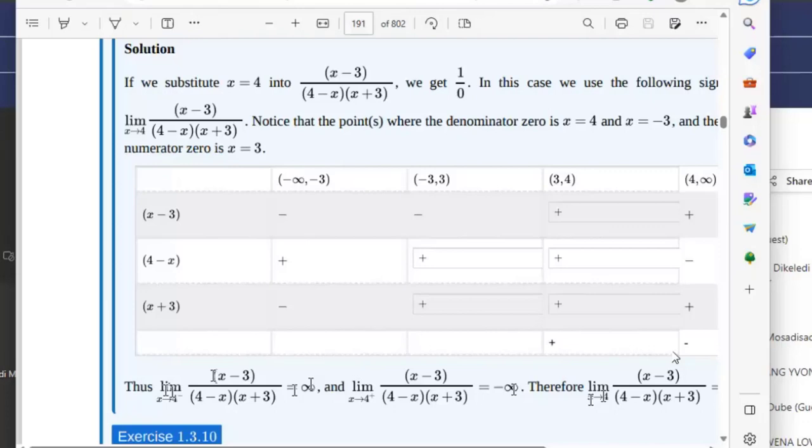And then the next thing that we need to do is to write this limit in 2 parts. Okay, that means we'll have the limit of (x minus 3) over (4 minus x) as x approaches 4 from the right, and the limit of 1 over (x plus 3) as x approaches 4 from the right. But the number that you have given us is 5. Let's start with the first one.